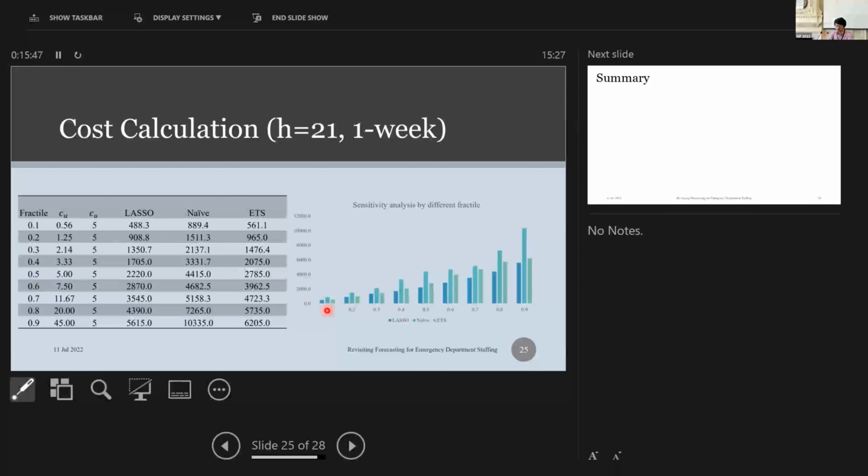If your forecasting performance is by Lasso, you make your staffing in terms of Lasso and the other two methods. Okay, and then those are the eventual costs I calculated. As you can see, no matter what cost you calibrate here, Lasso always gives you the lowest total cost. And in this way, we show that if your planning is based on our Lasso probabilistic forecasting, you can be more cost effective in terms of your staffing in the emergency department.